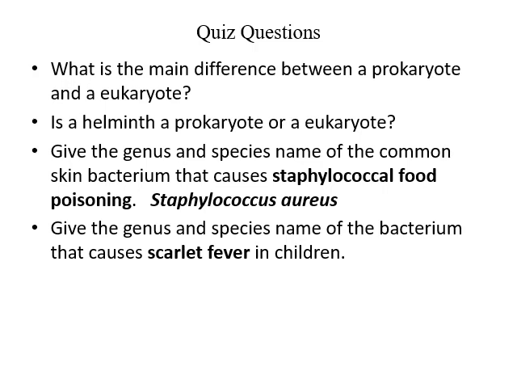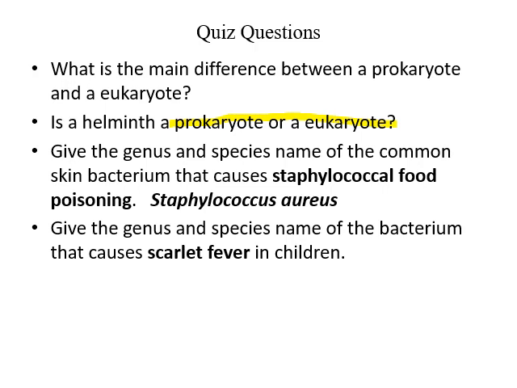I asked, give the genus and the species name for one common skin bacterium that causes staphylococcal food poisoning. The answer would be Staphylococcus aureus. The other question up at the top is, is a helminth a prokaryote or a eukaryote? What is the answer? Helminth is a multicellular eukaryote.